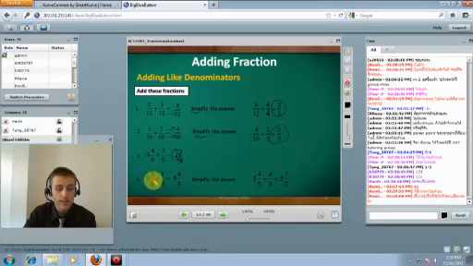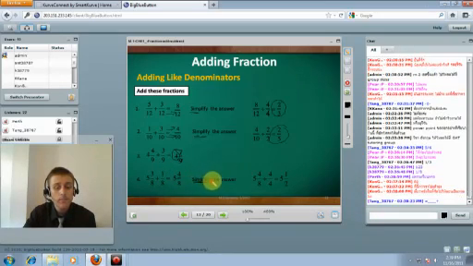Now 5 and 3/8 plus 1/8. Carry the 5 over, so it's 5. We know it's going to be over 8 because we keep the denominator the same. Add the numerators. 3 plus 1 is 4. 5 and 4/8, but we want it simplified. 5 and 4/8, we're not going to change the whole number, only the fraction. So we divide it by 4 over 4, and we get 5 and 1/2.